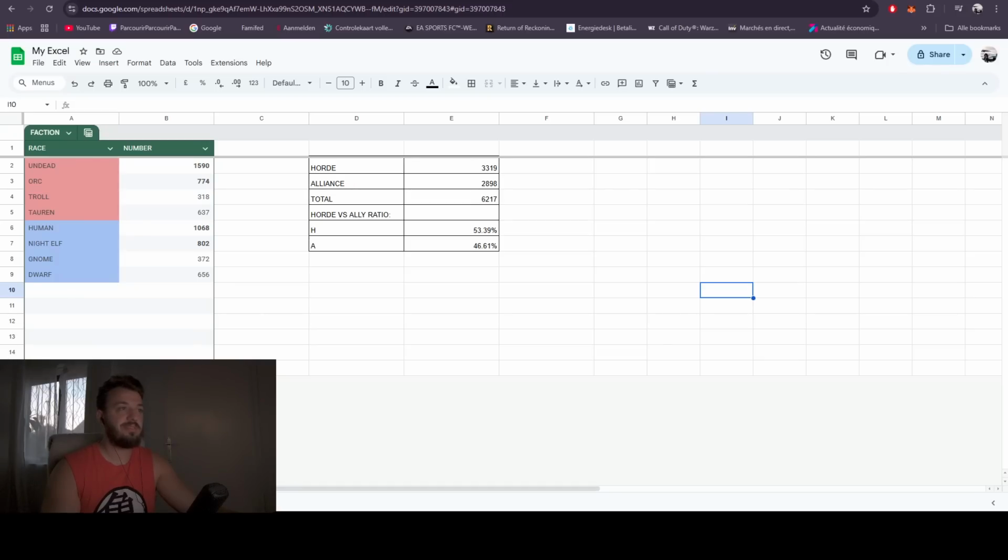All right, this is the Excel I have built. It is very bare bones, so I just wanted to do it quickly. There's a few things that matter, right? The total population, which is 6,217, which was done 15 minutes ago. I just did it really quickly. The horde versus alliance ratio, which is 53.39% horde, 46.61% alliance, which you could basically say 53% for horde and 47% for alliance.